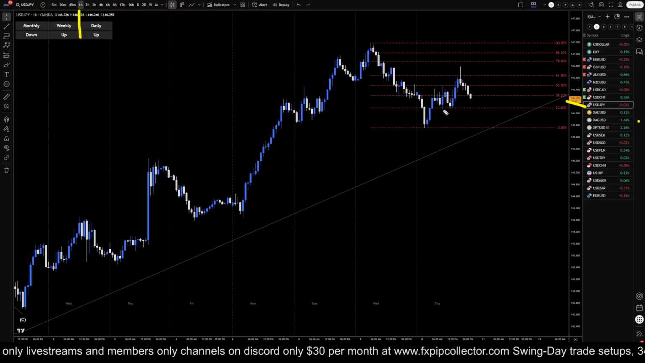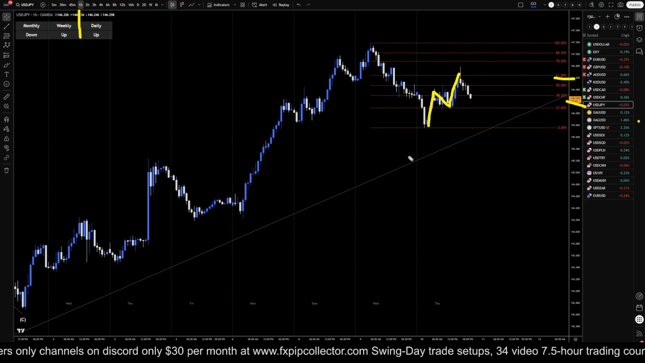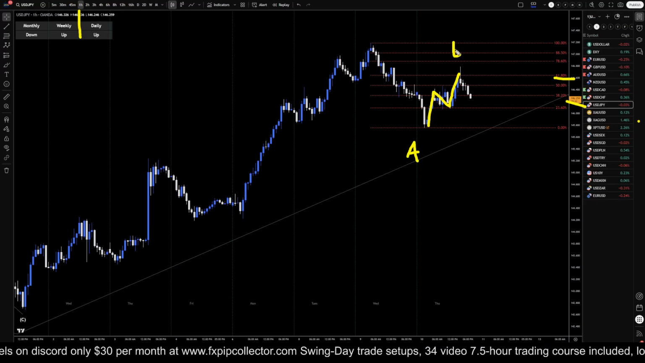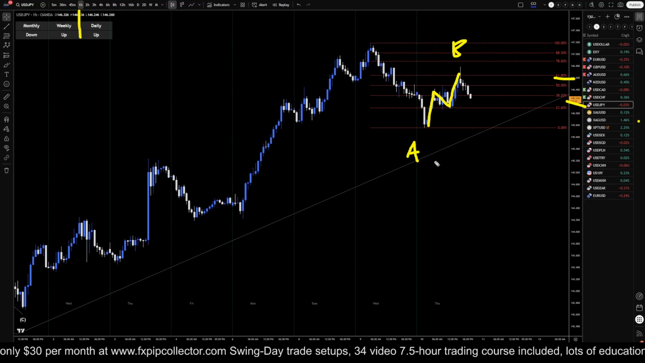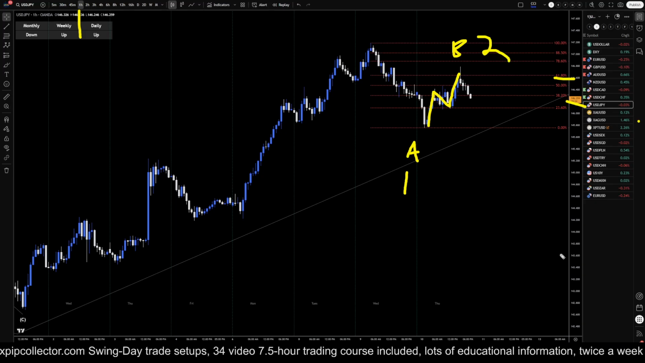So we did end up getting those one, two, three waves up to a Fibonacci level that I was talking about this morning. I said this is likely an A, this is likely a B. I always try to keep my options open too, so if it is a wave one, wave two, and wave three, that definitely is possible.